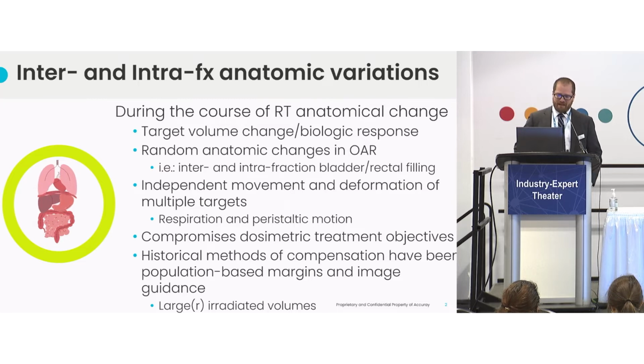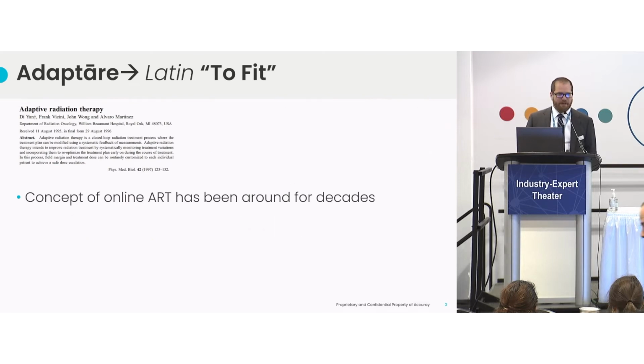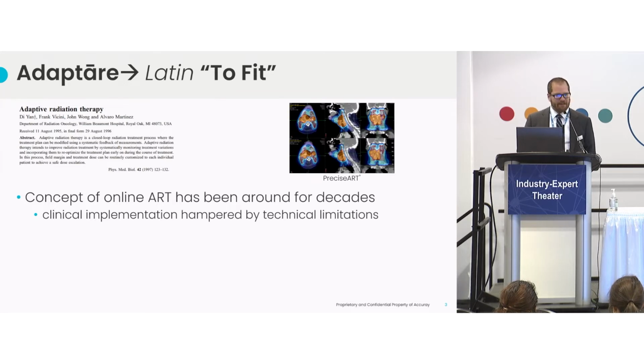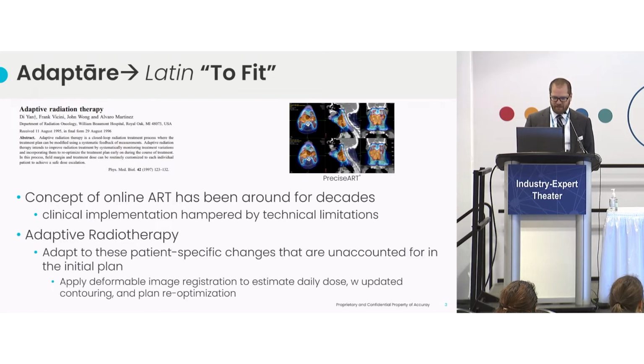The historical methods of compensation have been population-based margins and image guidance, which consequently results in larger irradiated volume. The concept of online adaptive radiotherapy has been around for decades, and the clinical implementation has been hampered traditionally by technical limitations. With adaptive radiotherapy, we're trying to adapt to these patient-specific changes that are unaccounted for in the initial plan. So by applying deformable image registration to estimate daily dose with updated contouring and plan re-optimization, we hope to take into account these changes that occur.